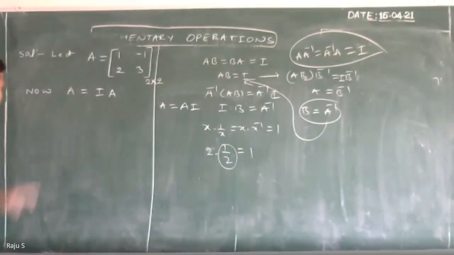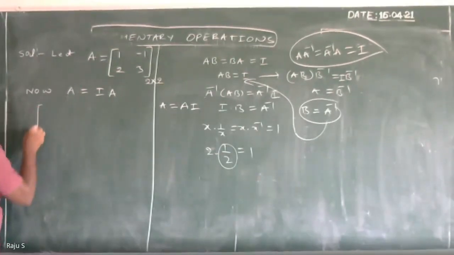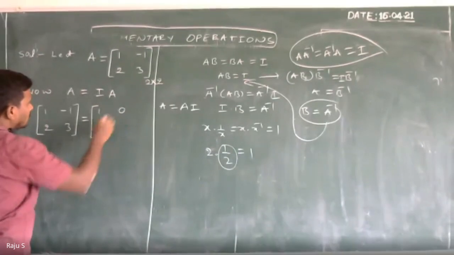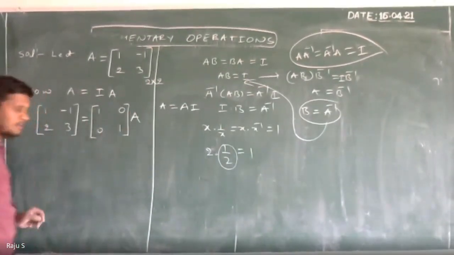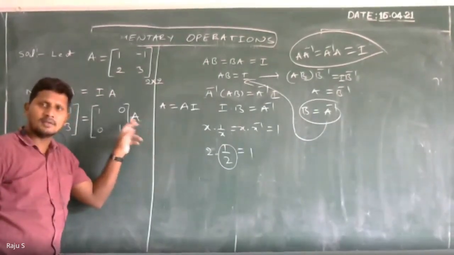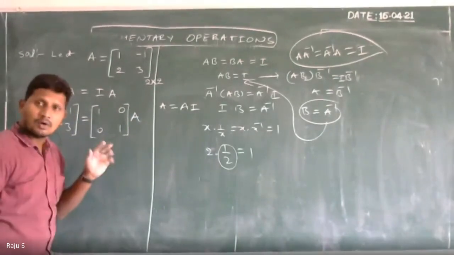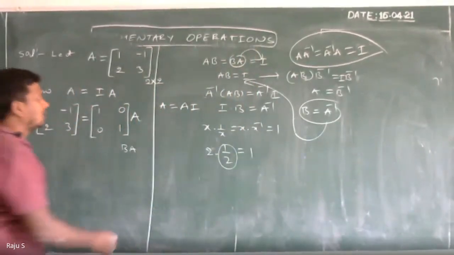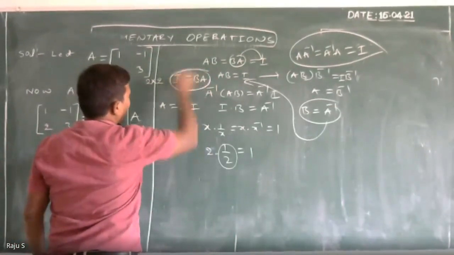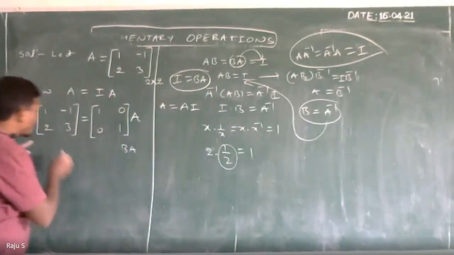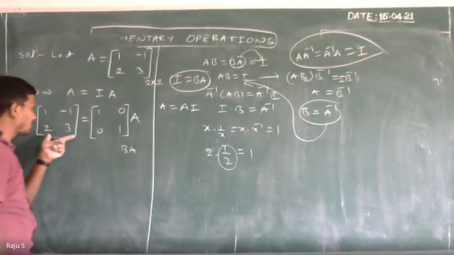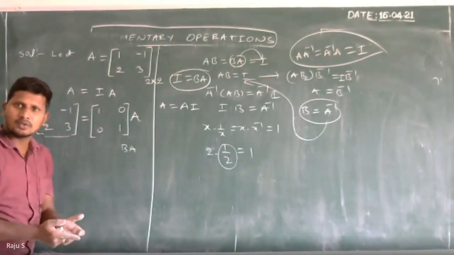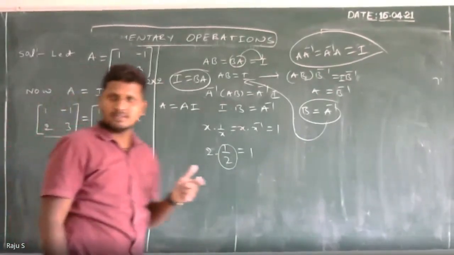Okay, fine. So here I want to replace the left side A value. The A value is 1, -1, 2, 3, is equal to the right side identity 1, 0, 0, 1, into A. Clear? But you should not replace the A matrix here on the right; you should write simply A. I want to make the RHS in the form of BA. BA is equal to I, nothing but I is equal to BA. Is it right? By applying row operations, we can change the LHS into identity form. Is that difficult? Not at all difficult.